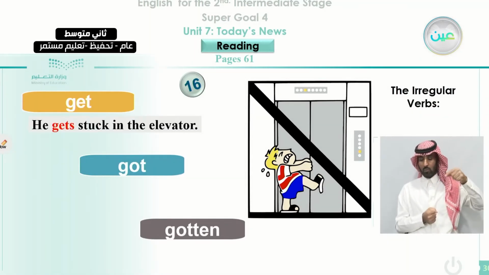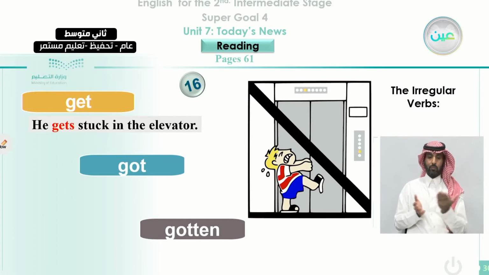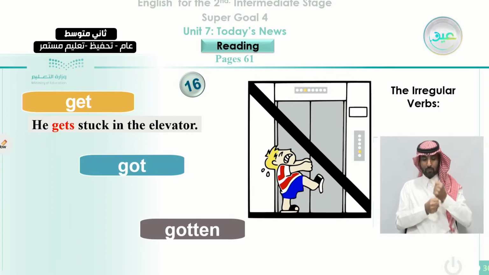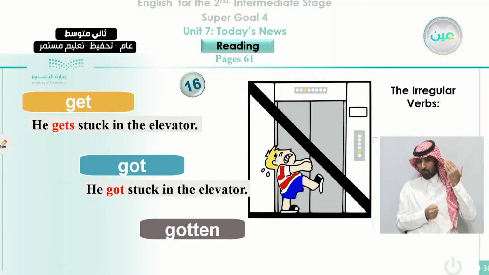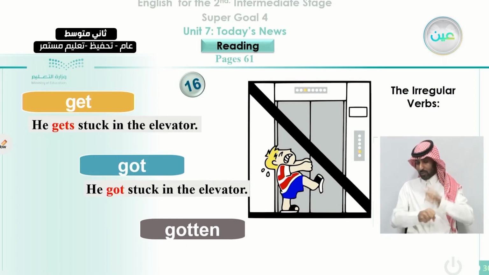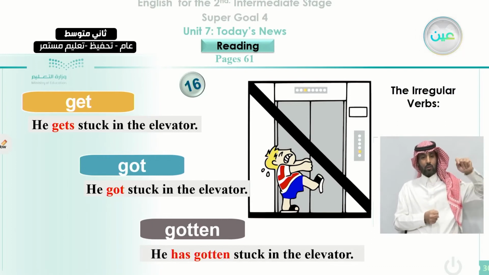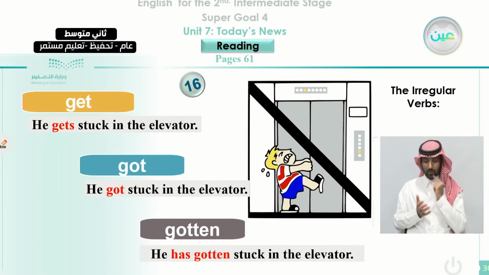We read the example here about Robert. If you remember from the conversation, he gets stuck in the elevator. You can tell here that this sentence is in the present simple. We are using the verb get in the present. When we use it in the past, we just change the form of the verb to got. We can say here, he got stuck in the elevator. But when we talk about the action, regardless of the time, we use the present perfect, as you can see here in the sentence. He has gotten stuck in the elevator. Here, we use he to refer to Robert.